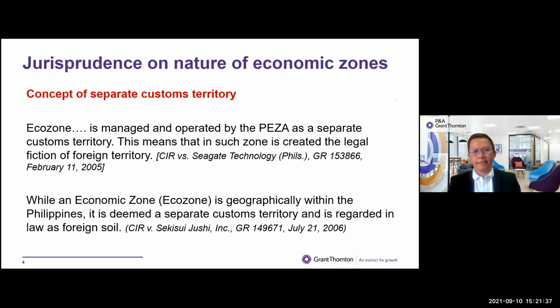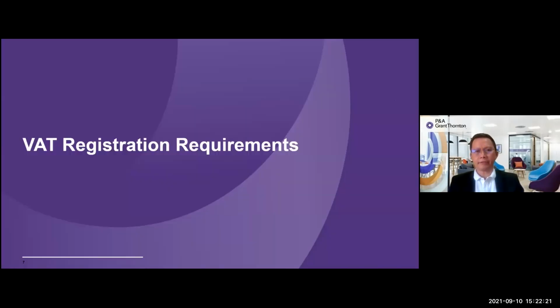Another case says here that while an ecozone is geographically within the Philippines, it is deemed a separate customs territory and is regarded in law as foreign soil. So that would support the case of Seagate that an ecozone is like foreign soil. That's why when a PEZA enterprise sells locally, for example, sells goods to a local buyer, it's considered a technical importation by the local buyer, and they will be the one paying the VAT and the duties corresponding to that. So that will be explained also later on.